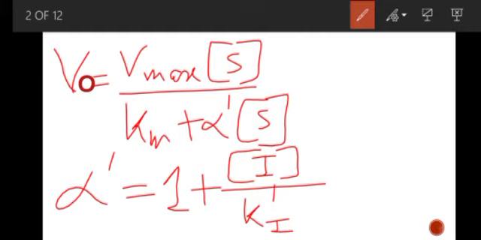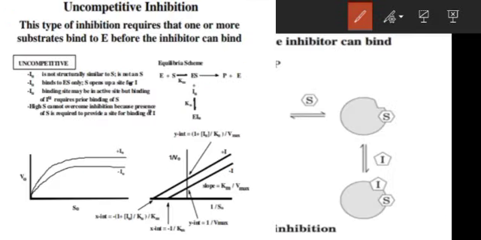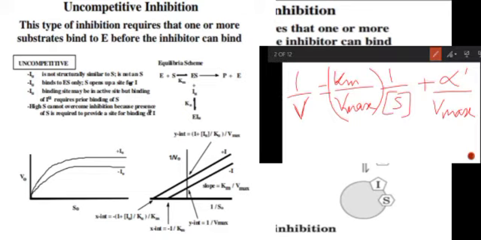V0 approaches Vmax by alpha dash. Thus, an uncompetitive inhibitor lowers the measured Vmax. Apparent Km also decreases because the substrate required to reach 1/2 Vmax decreases by the factor alpha dash. And the double reciprocal form of the equation for uncompetitive inhibition will be 1 by V is equal to Km by Vmax multiplied by 1 by substrate concentration plus alpha dash by Vmax.